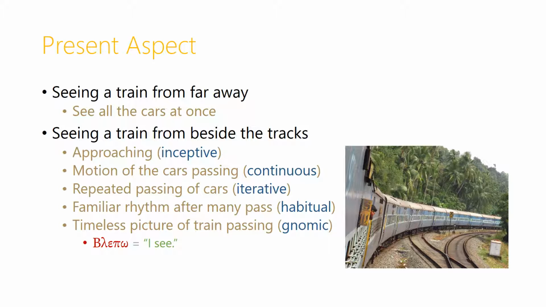Finally, if we've been standing beside that train long enough, not only did we see it approach, not only did we watch it pass, not only did we see the cars passing over and over and over again until it became just a habitual sight for us to see, but we might get to the point where it seems like we've been standing here forever. And this is a little bit like the nomic present. In this case, blepo can be translated just I see, but this would be in the case of things like proverbs or laws, where there's no particular time reference. It's just a timeless fact that's being described.